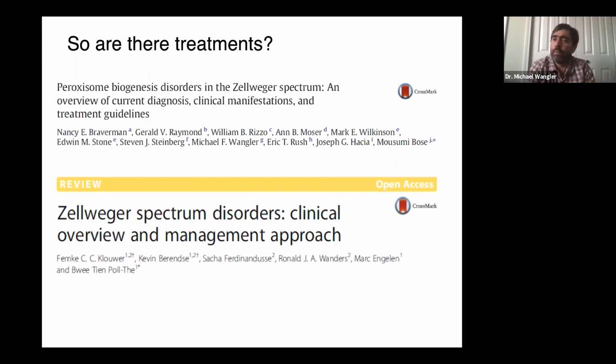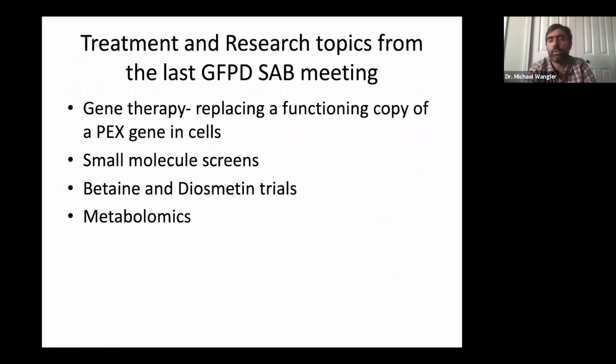So, I thought I would just mention that a couple months ago, we had a meeting from the Scientific Advisory Board. And this was just an example of some of the research topics, some of the research that the GFPD is supporting, some is supported by external and public grants. Gene therapy is currently an area of great interest for the group. This is where we would be able to replace a functioning copy of a PEX gene within cells.